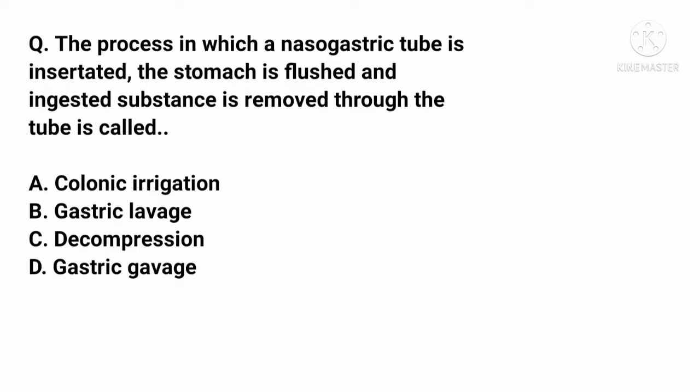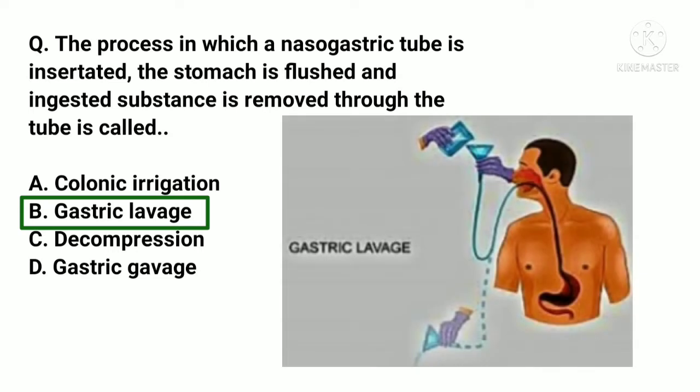The process in which a nasogastric tube is inserted, the stomach is flushed and ingested substances are removed through the tube is called A. Colonic irrigation. B. Gastric lavage. C. Decompression. D. Gastric gavage. And the correct answer is B. Gastric lavage. Gastric lavage, also commonly called gastric irrigation, is the process of cleaning out the content of stomach.